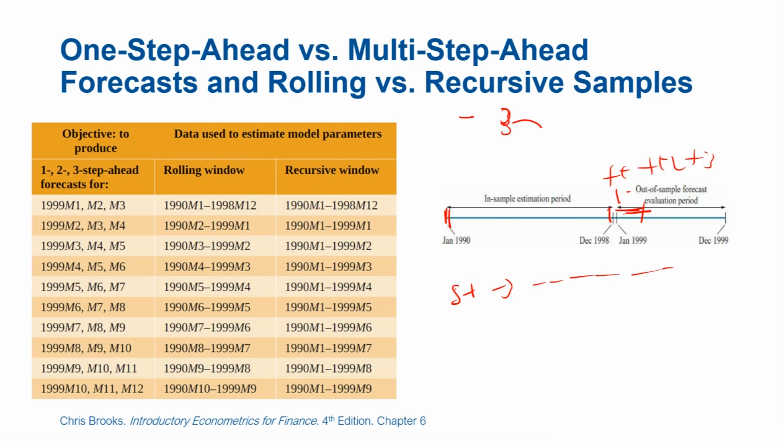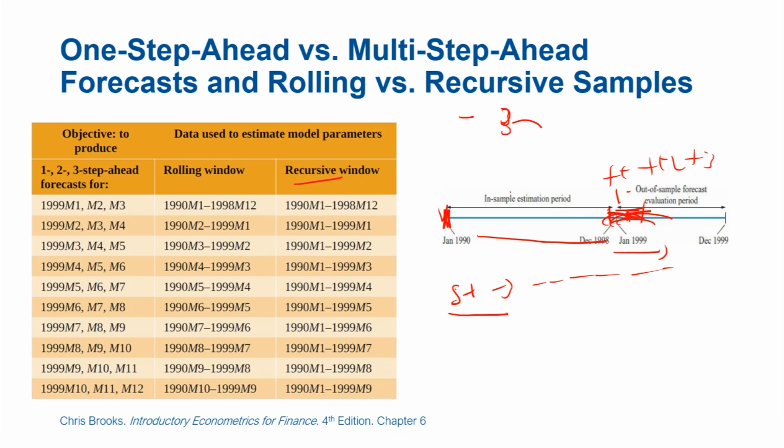The previous approach was called a recursive window, because the initial period was kept fixed, and as we move ahead in the future, we keep on adding each observation one by one to our original sample, so our sample size increases.